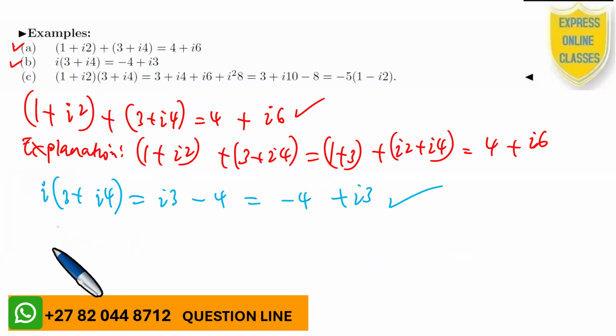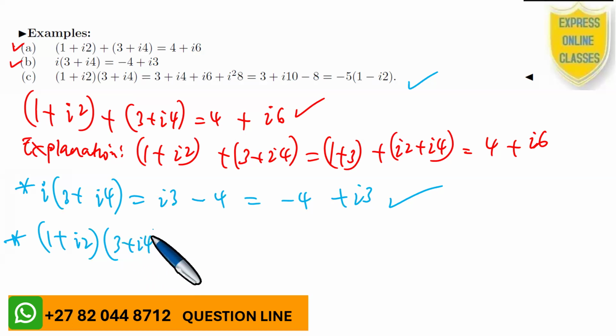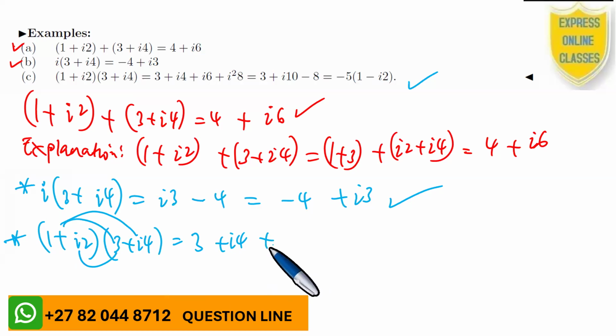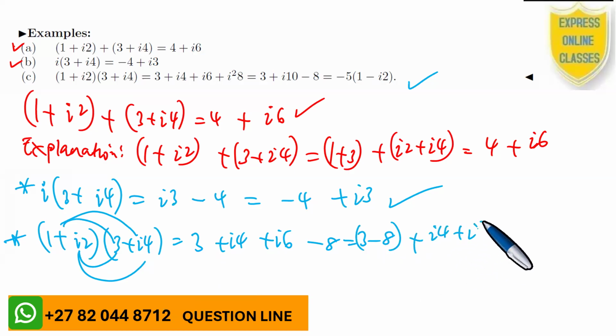Okay. Now, in this example, we're going to look at this part. So 1 plus i2 multiplied by 3 plus i4. 1 by 3 is 3. And then we have 1 times i4, which is i4. i2 by 3, which is i6. i2 by i4, which is minus 8. And then this is going to be 3 minus 8 plus i4 plus i6, which is minus 5 and then i10.